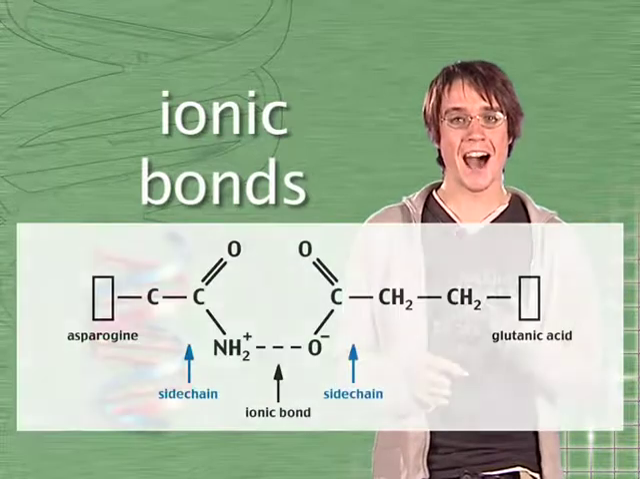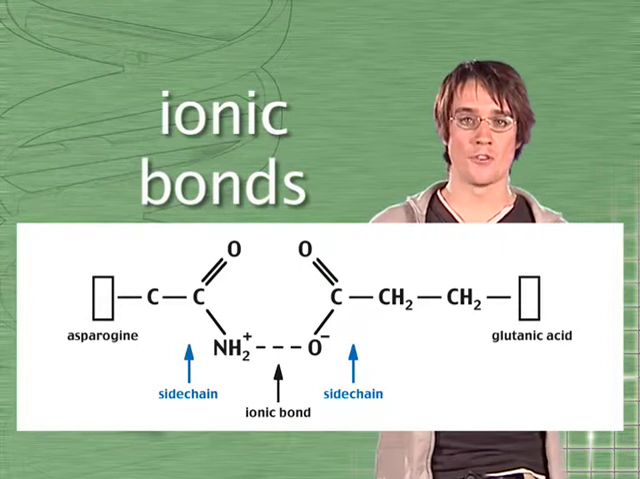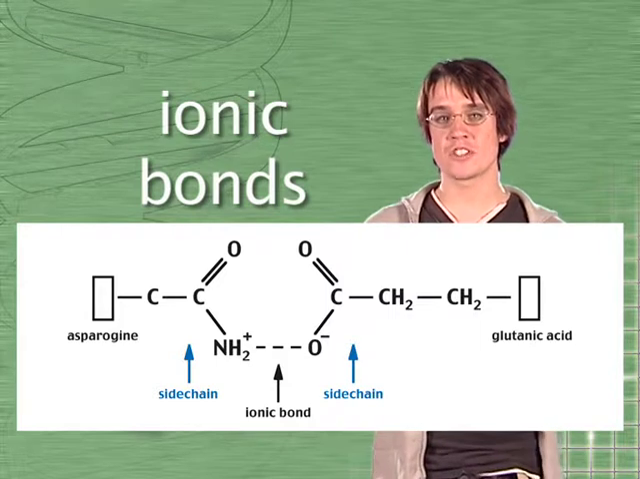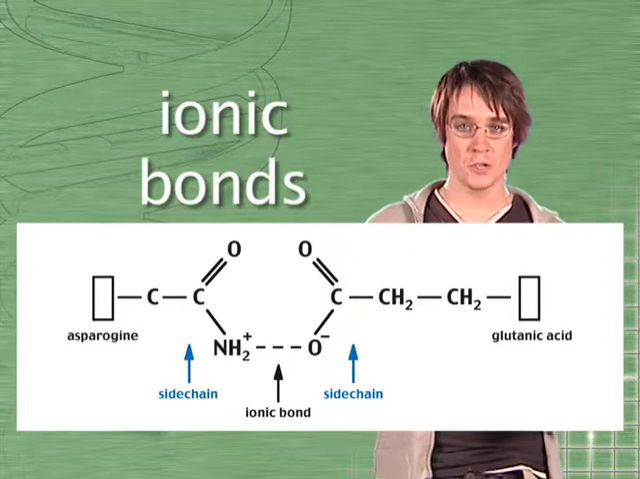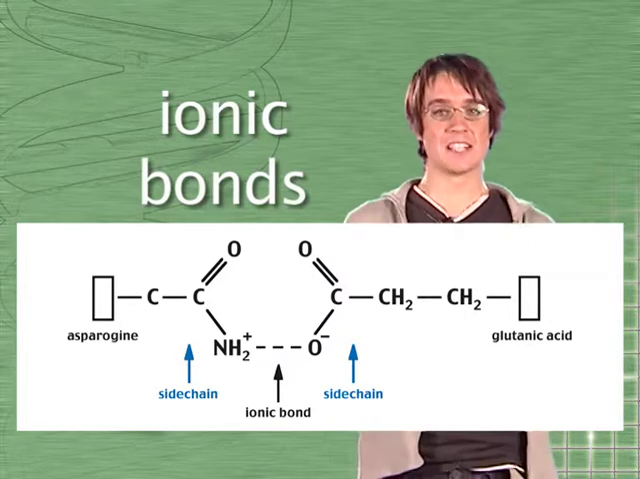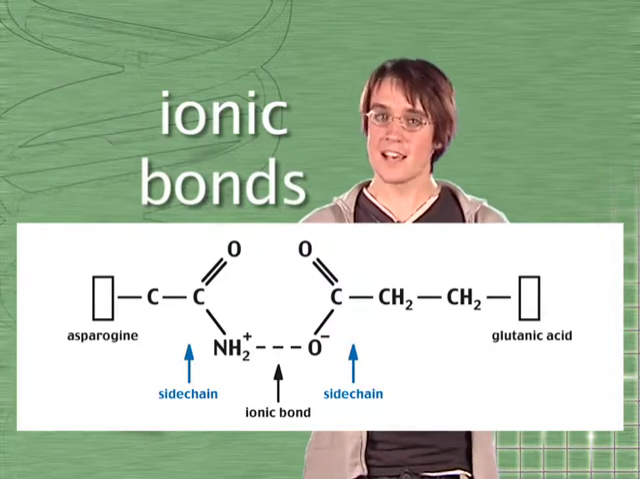Ionic bonds between ionized amine and carboxylic acid groups. These ionic bonds form when an electron from one atom leaves its outer shell and moves to the outer shell of another atom. The atom that has gained the electron is reduced and now has a negative charge, so is a negative ion, and the atom that has lost an electron now has a positive charge. It is oxidized and is a positive ion. The weak attraction between these two ions forms an ionic bond. Ionic bonds are weaker than covalent bonds.